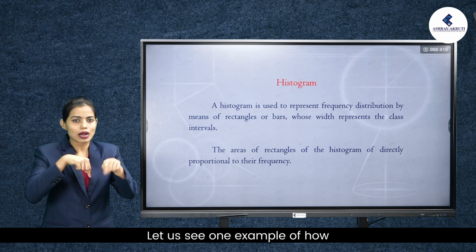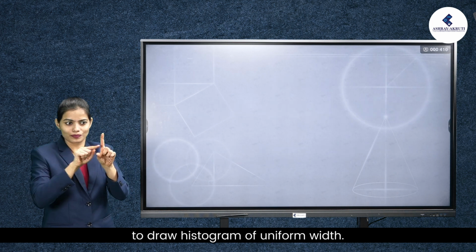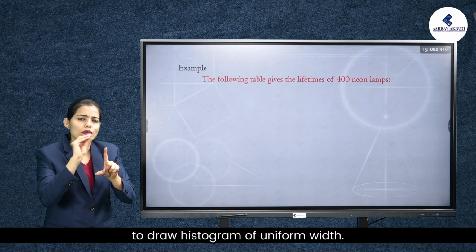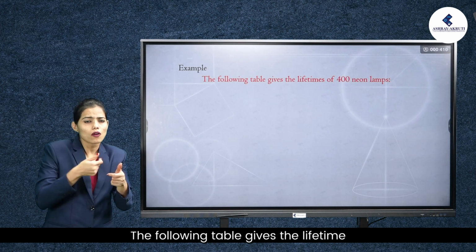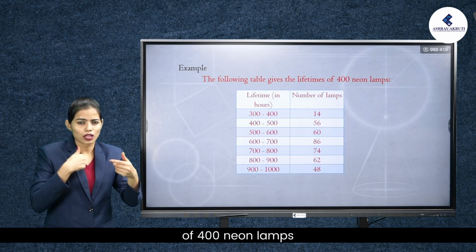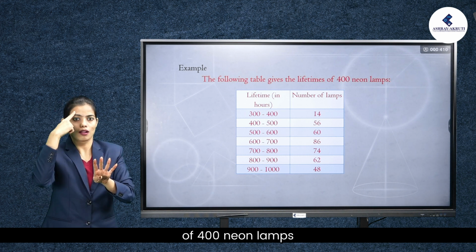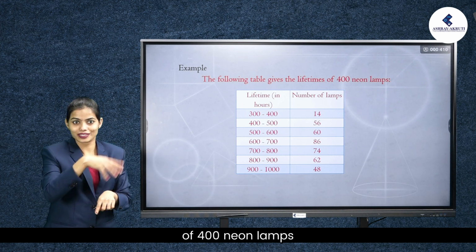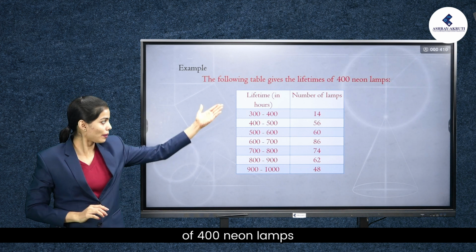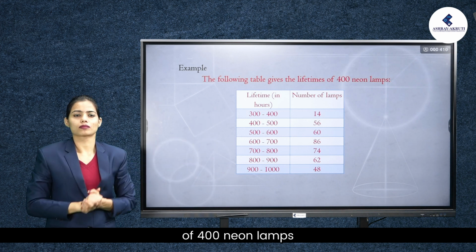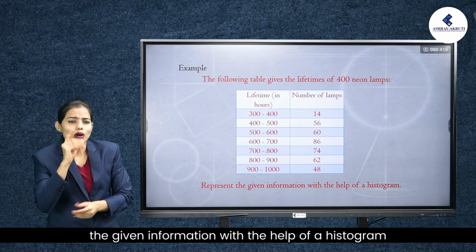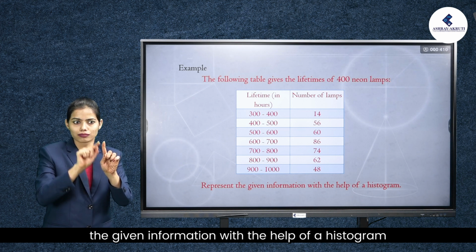Let us see one example of how to draw a histogram of uniform width. The following table gives the lifetime of 400 neon lamps. Represent the given information with the help of a histogram.